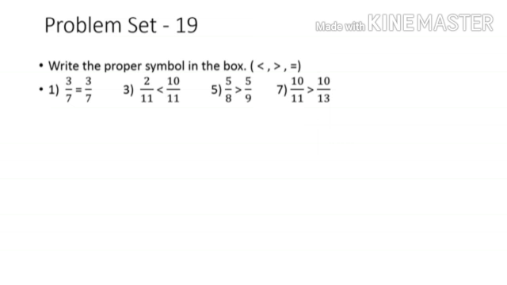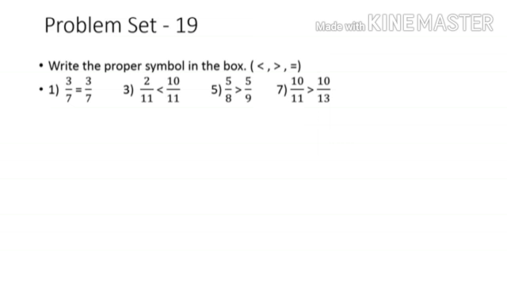Next I have done the third sum. The first fraction is 2 upon 11 and the next fraction is 10 upon 11. Here you have both the denominators equal, so you have to compare the numerators. The numbers in the numerator are 2 and 10. So 2 is smaller. So the first fraction is smaller than the second fraction. 2 upon 11 is smaller than 10 upon 11.